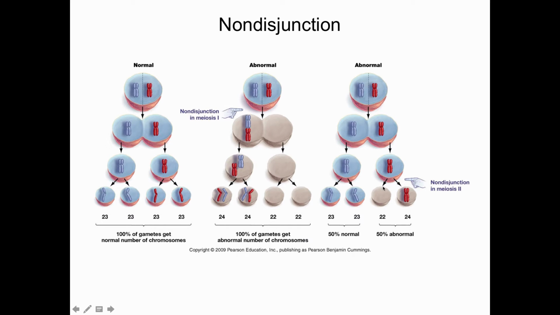Now, this one is where we see non-disjunction in meiosis 2. Everything's cool here, still good, but when these guys separate, that's where the problem is. So these guys separate okay. So 50% of the gametes are okay, but the other 50% are abnormal. This one has none, so it'd be 22 chromatids, and this one has 24. So that's an extra, and that's minus one. Those are examples of non-disjunction in a theoretical sense.